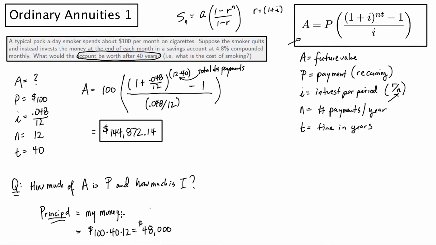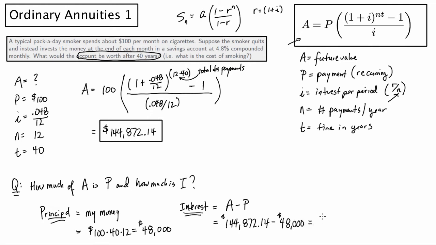But the overall amount is $144,000. So where did the extra money come from? Well, it comes from the interest that's earned on each of those cash flows. And so the interest here is the difference between the future value and the money that you put in. And we know the future value is $144,872.14, and the amount of money that you personally put in to the account is $48,000.